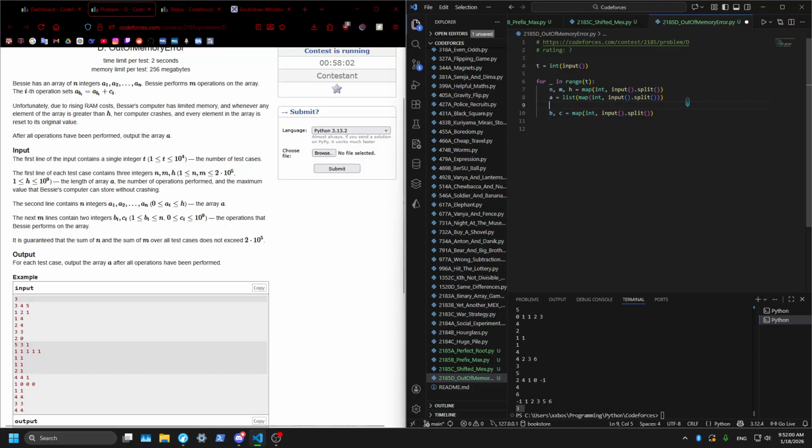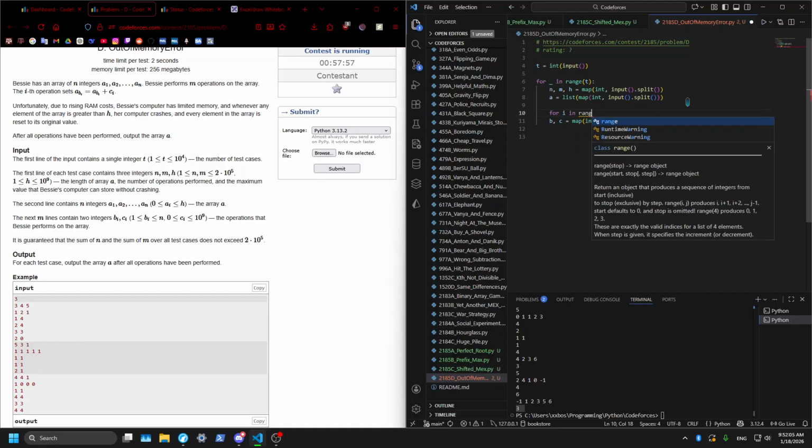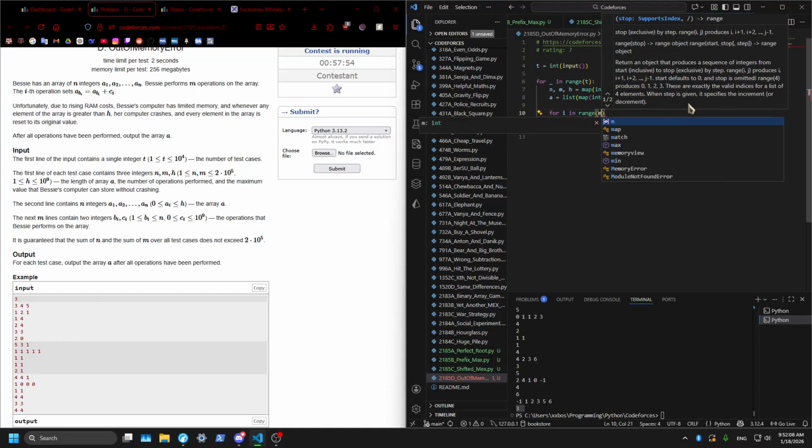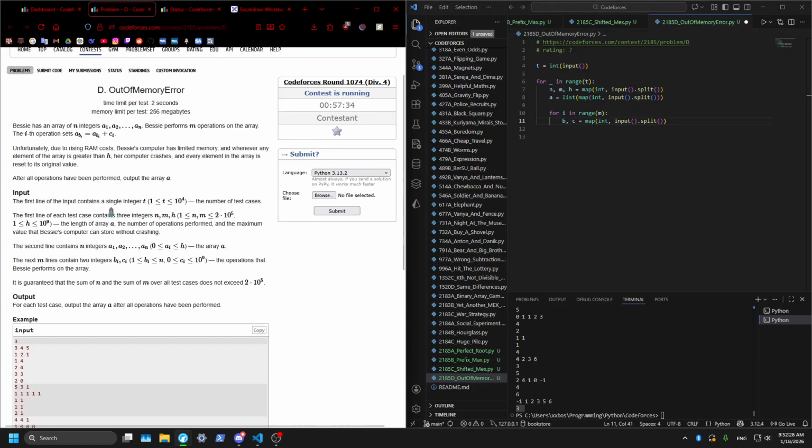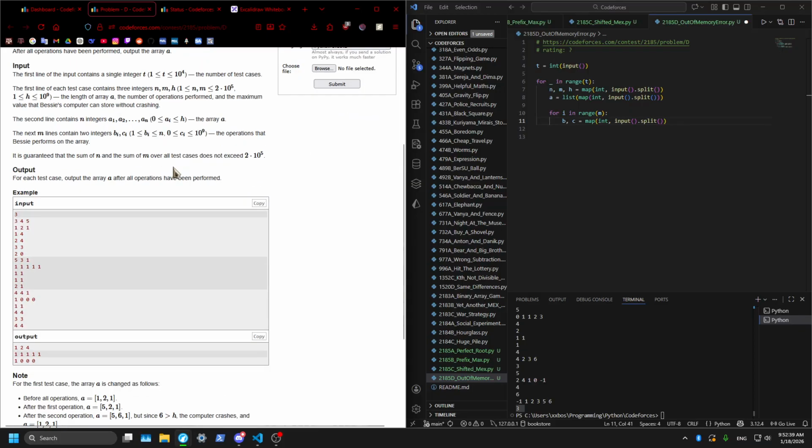So I need to do for i in range M, B, C like this. What is H again? Maximum value. Okay, so what do we have to do? Array of integers, performs M operations. Okay. The set of operations is A_B plus C. Okay, whatever.